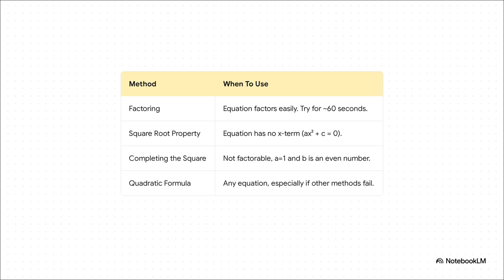First, always try to factor. Give it a solid minute. If you can't see it, don't waste time, just move on. If the equation is missing that middle x term, just use the simple square root property. Easy. If it doesn't factor, but that middle term is an even number, completing the square can be surprisingly clean. And for literally everything else, the quadratic formula is your reliable finisher.